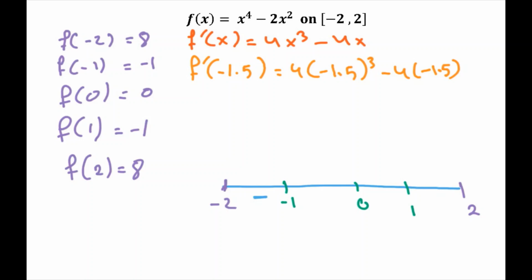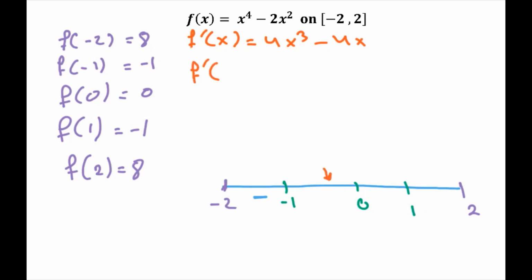And then we will continue. So we are not going to need this anymore. So we can try now taking a point in between -1 and 0. You might take f prime of -0.5, and substitute.